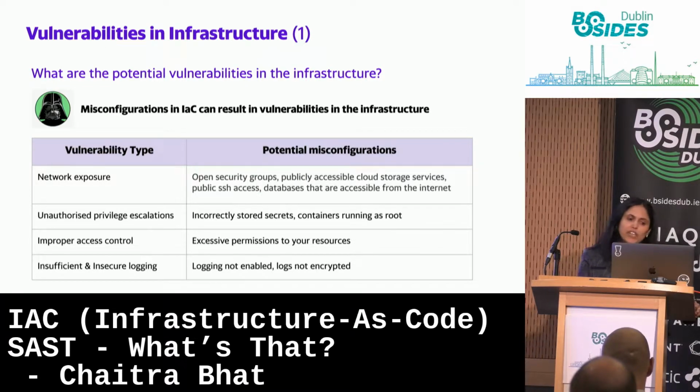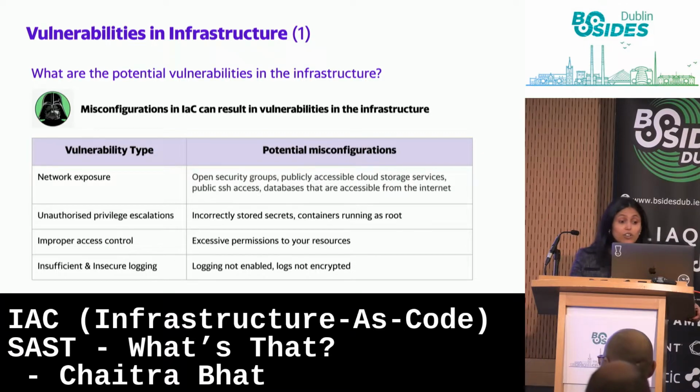I have listed some potential misconfigurations that could lead to potential vulnerabilities in your infrastructure. In the first one here, network exposure could happen if you have not been careful about configuring your firewall properly, if you've not made sure that your cloud storage devices and your databases are not available publicly, which normally you don't need to make publicly available. And for whatever reason, you've left your SSH ports open to the public, right?